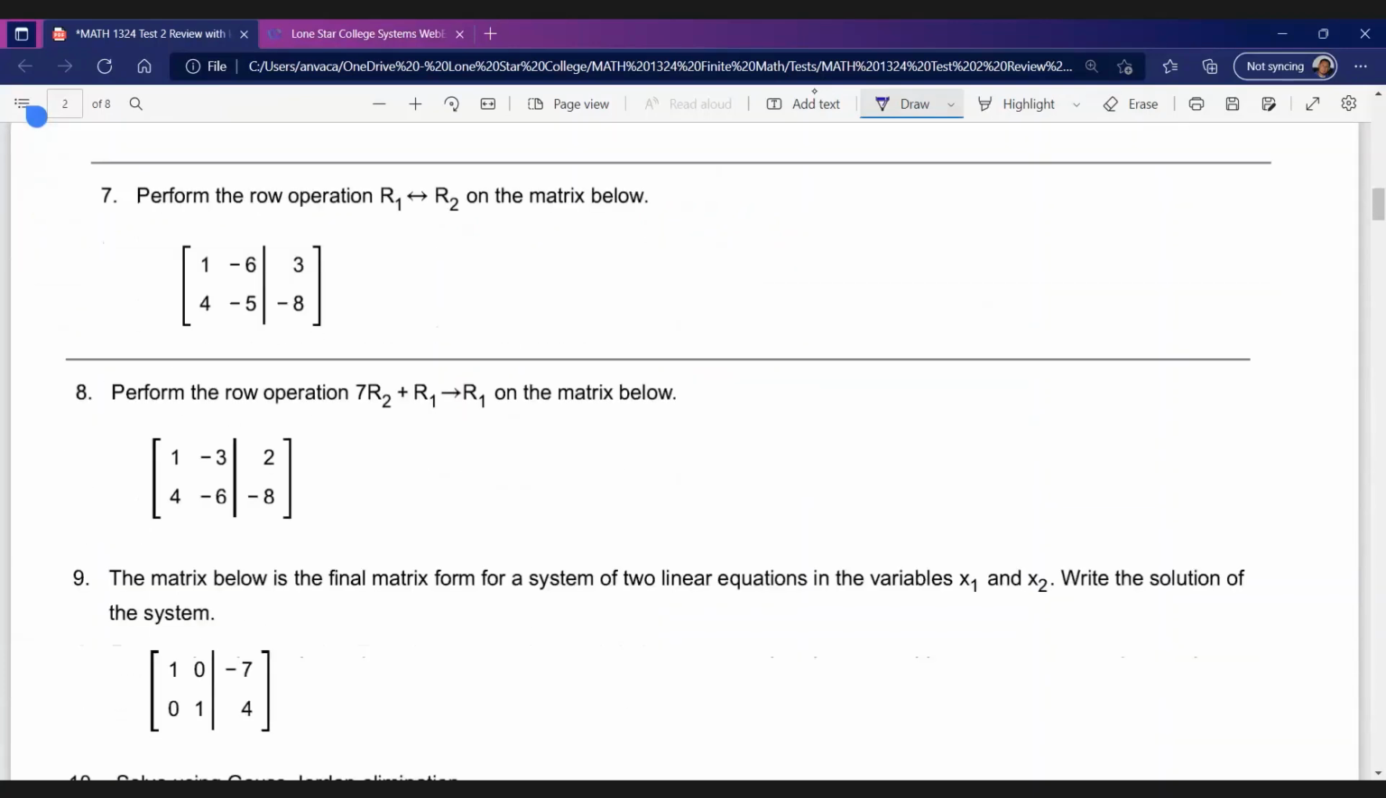Number 7, it says to perform some row operations on the following augmented matrix. And here, what that says is swap row 1 with row 2. So now this is row 1, this is row 2. So we have 4, -5, -8, 1, -6, 3.